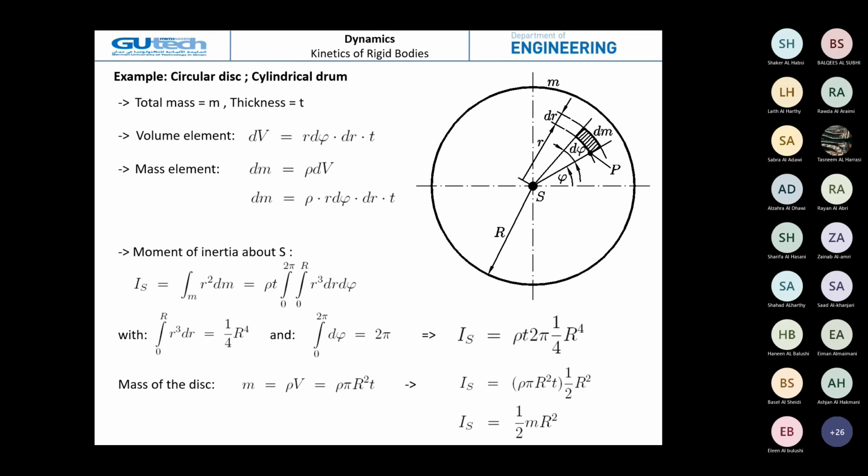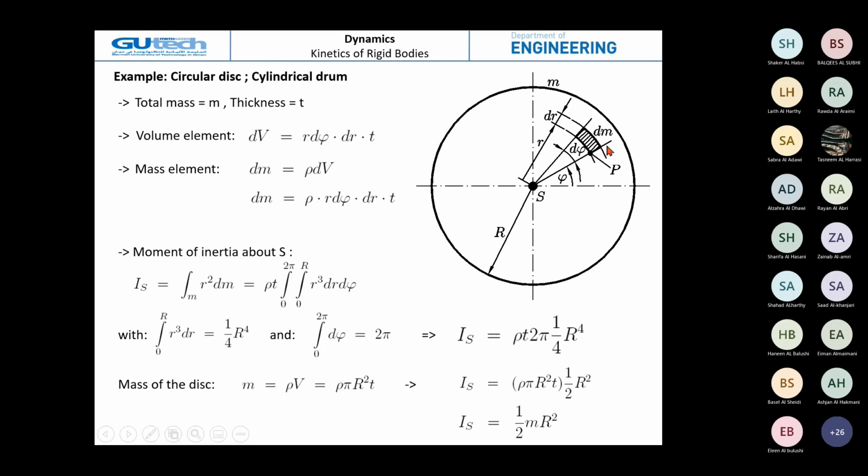Now, if we look at rho, it's constant, depending on the material. Now we look at the infinitesimal volume dV. If we look here, dV will be defined only by r dphi dr multiplied by the thickness t for the cylindrical case.